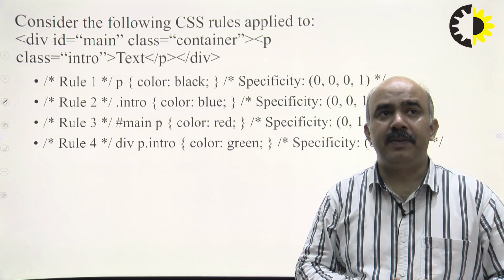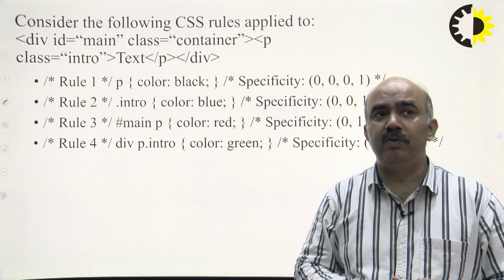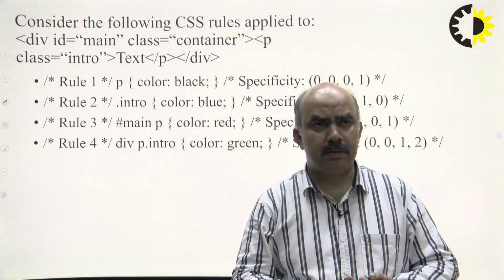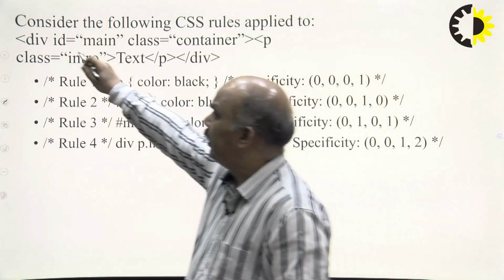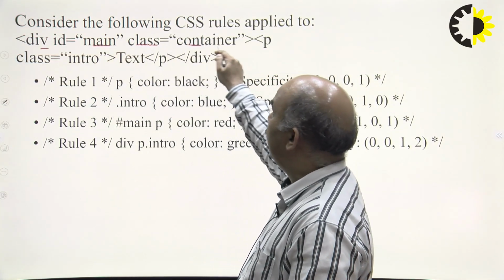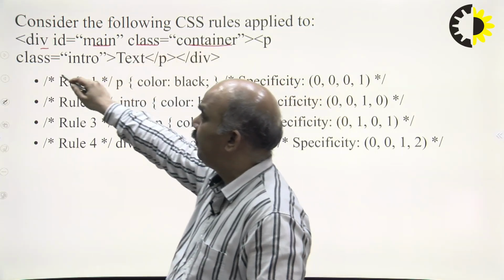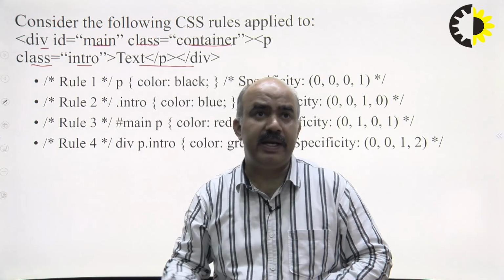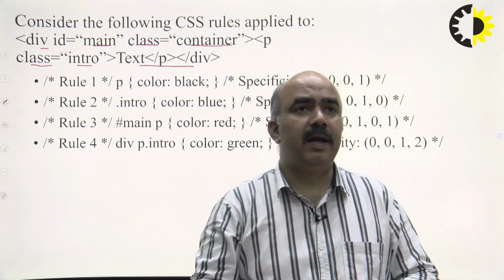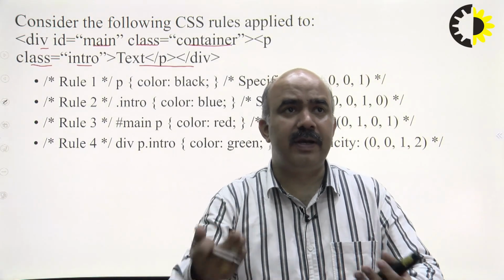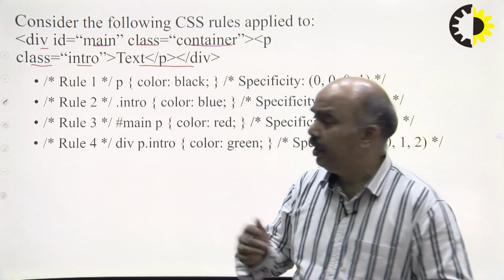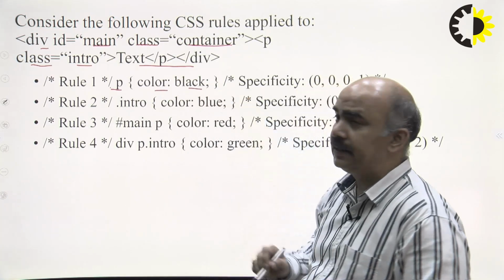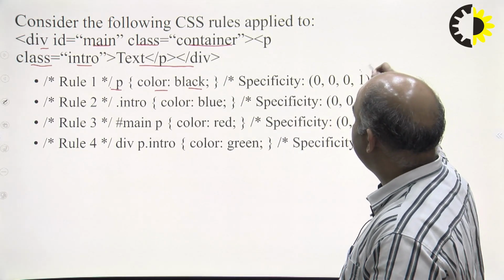So consider these examples where we have CSS rules being applied. We have created a div with id equal to main and class container, and in the next line we have a paragraph with class introduction and text, and we have closed the paragraph and div tags. We have to find which color will be applied. In rule 1 we say the paragraph text color is black, so we place a 1 here in this case.